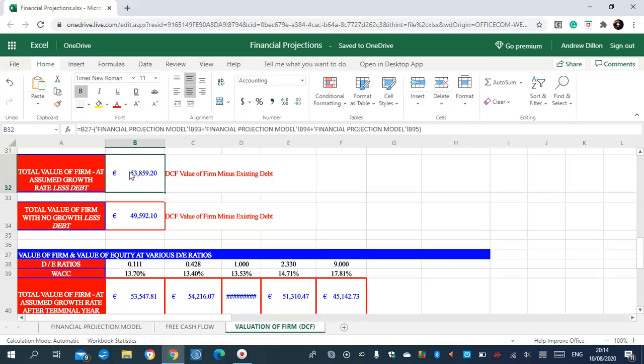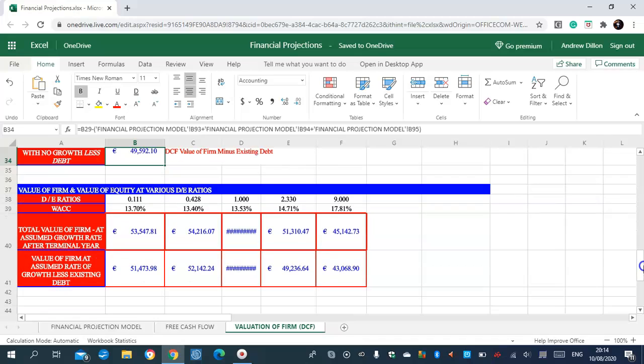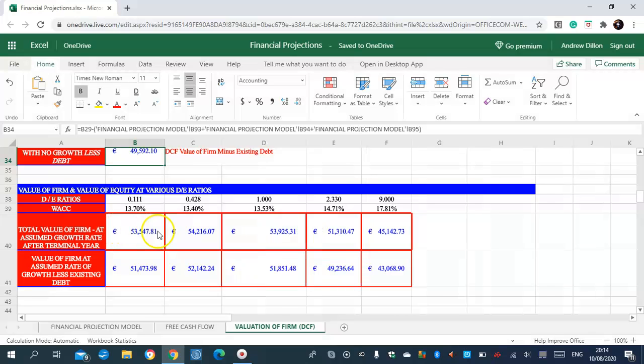Total value of firm at assumed growth rate less debt. And it's the whole table here. Similar one for the total value at no growth less debt. Total value of firm at assumed growth rate, terminal year. Total value of firm at assumed growth rate less existing debt.